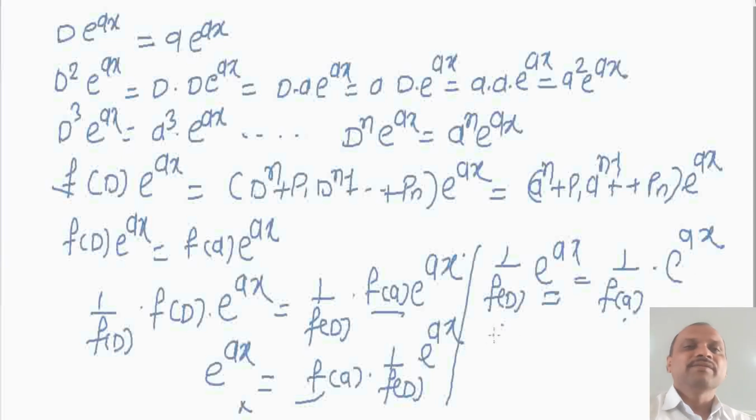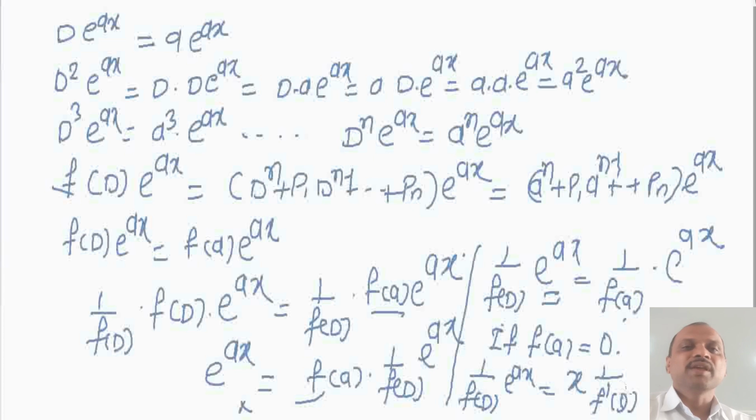Now when f of a equals 0, then 1 upon f of D e raised to ax equals x into 1 upon f dash of D into e raised to ax. Whenever f dash of a also equals 0, then again multiply by x into 1 upon f double dash of D into e raised to ax. Okay, so likewise we can find the particular integral. Let us see the example.